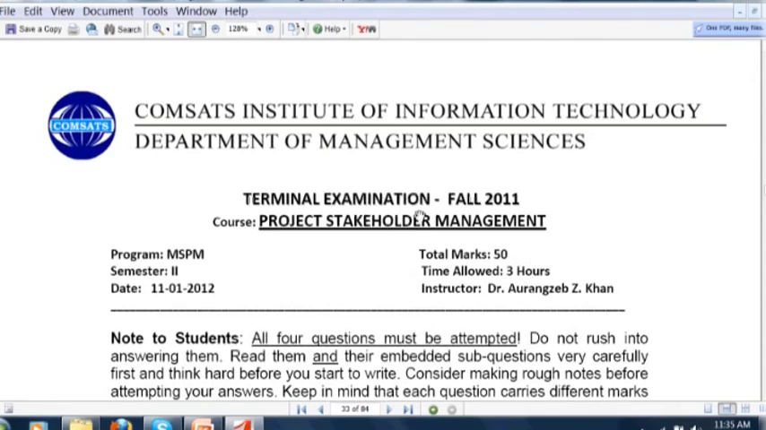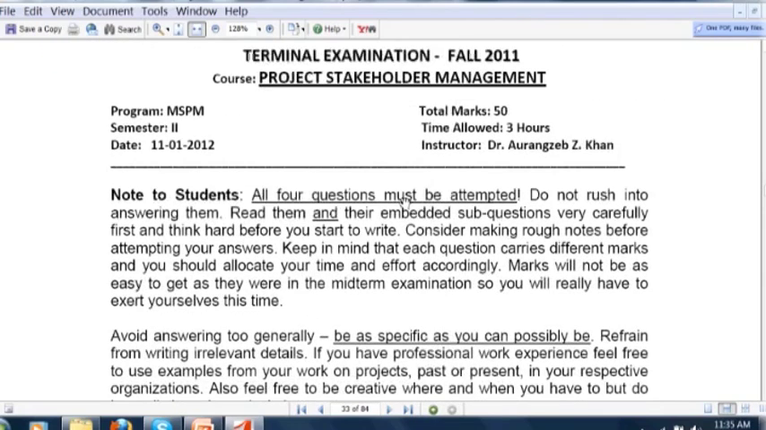The terminal examination, or the final examination, from fall semester 2001. You can see here that there are 4 questions. All 4 questions must be attempted. And then I again warn students here, do not rush into answering them. Read them and their embedded sub-questions, because questions have got sub-questions A, B, C, D. Sometimes there's no A, B, C, D, it's just a few different lines with different questions.